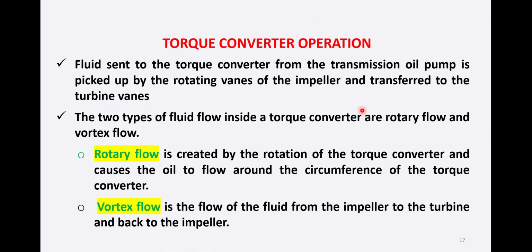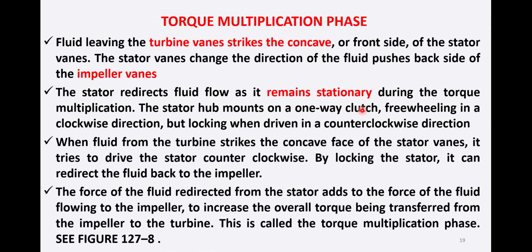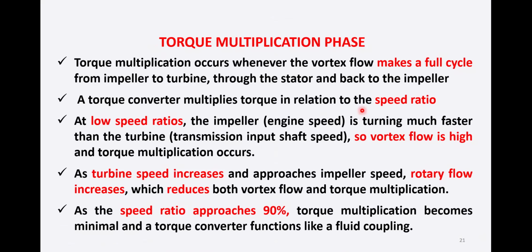Then we talk about the two types of flows which are present in the torque converter: rotary flow and vortex flow. Initially, it is the vortex flow. Then it becomes a rotary flow when the speed is more. We have discussed this, and this is the torque multiplication phase.